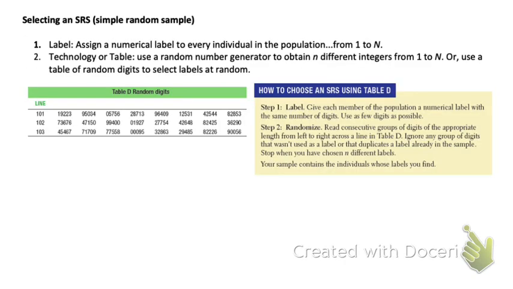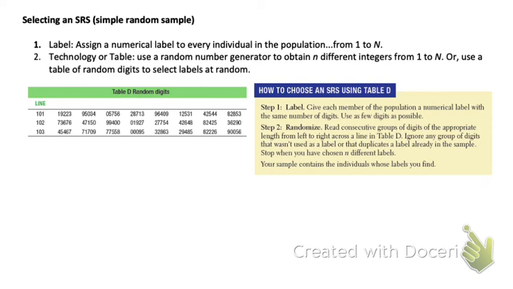So here it is. Selecting an SRS using a random number generator. There's two things you can do. You can use your calculator. Did you guys know your calculator has a random number generator on it? Sure does, right underneath math and probability. Don't do it now, but it's there. We will do it at some point.